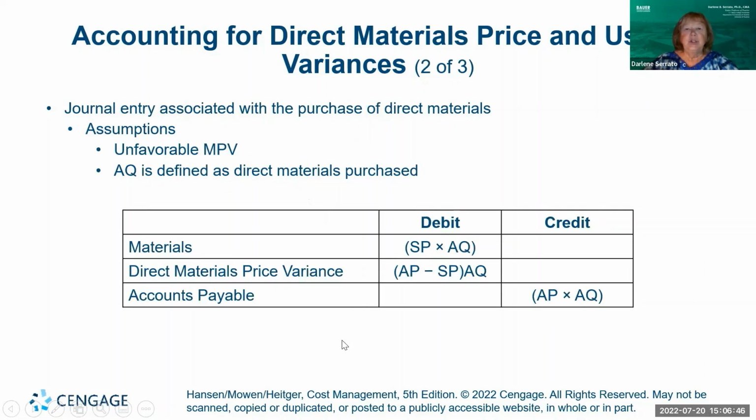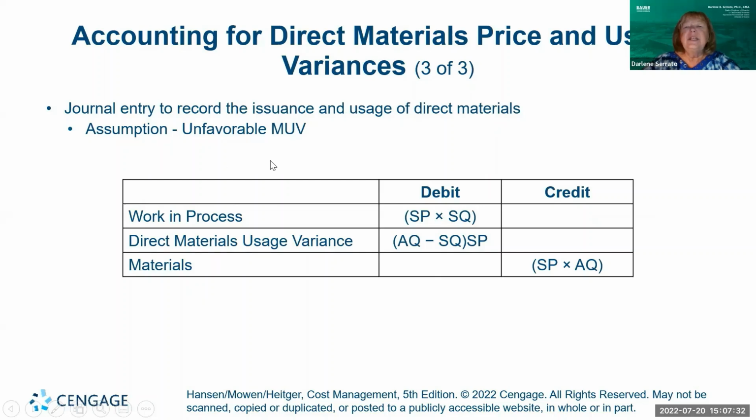So here's the journal entry. Unfavorable materials price. We are carrying materials at standard cost, standard price. So we're debiting materials for the standard price times how much we purchased. We are debiting direct materials price variance, the unfavorable, for 7,500, I believe it was. And then we're crediting accounts payable at actual cost. So unfavorable variances are debited. They are increasing the cost when we get to the income statement.